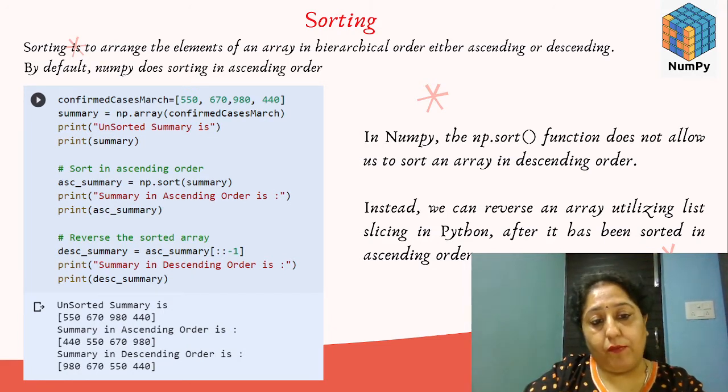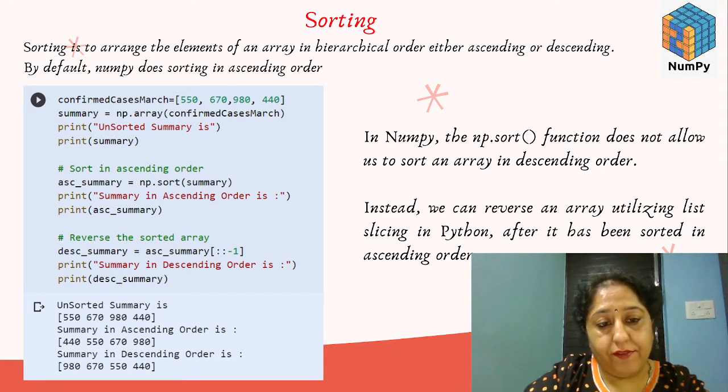Just look at the output. The unsorted summary array is 550, 670, 980 and 440. But the summary in ascending order comes out to be 440, 550, 670 and then 980.